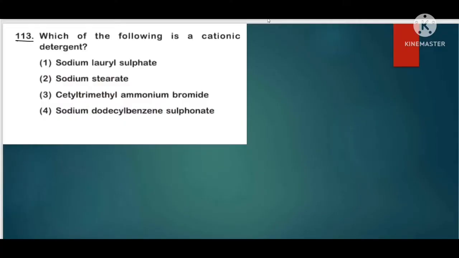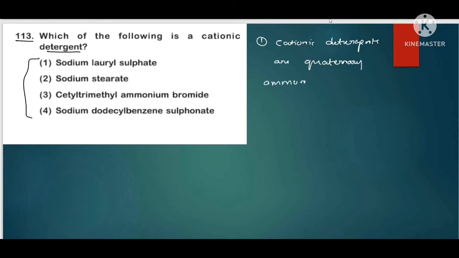Now let us discuss 113. Which of the following is a cationic detergent among the four options? You know that cationic detergents are quaternary ammonium salts of amines with acetate, chlorides, or bromides.